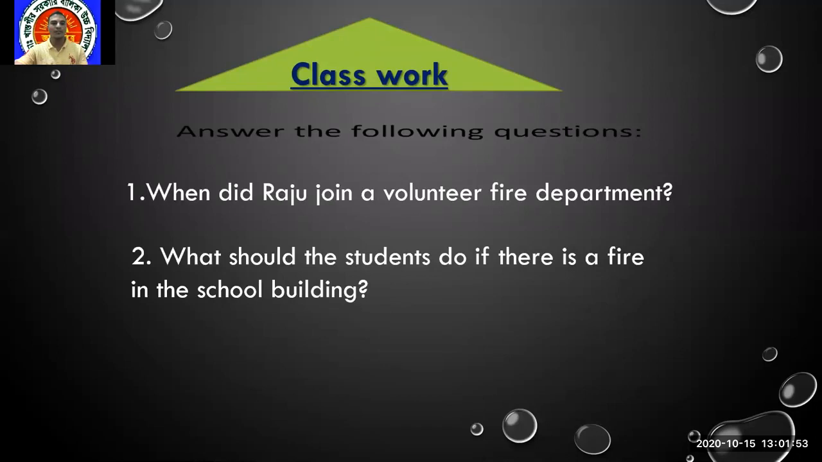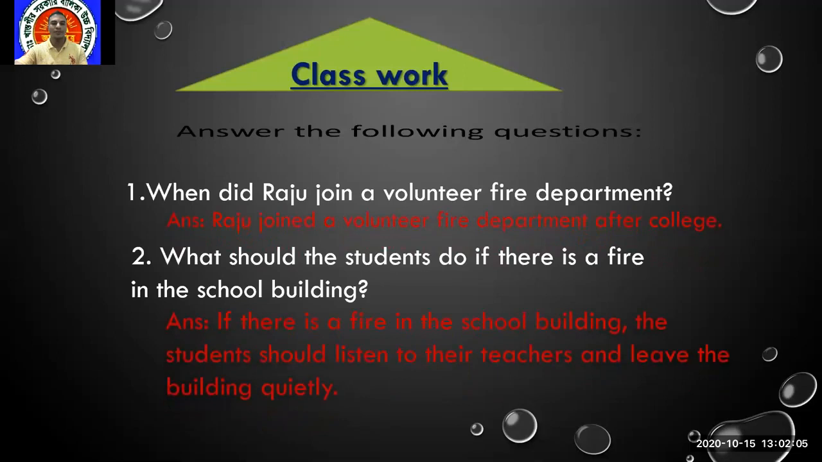The answer of the first one is: Raju joined a volunteer fire department after college. The answer of question number 2 is: if there is a fire in the school building, the students should listen to their teachers and leave the building quietly.